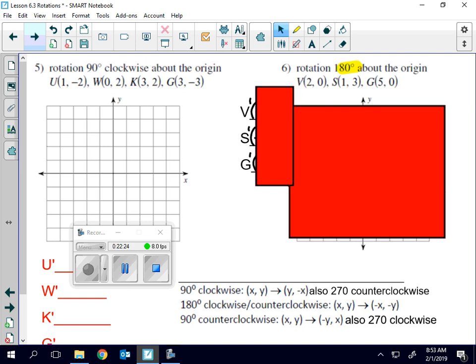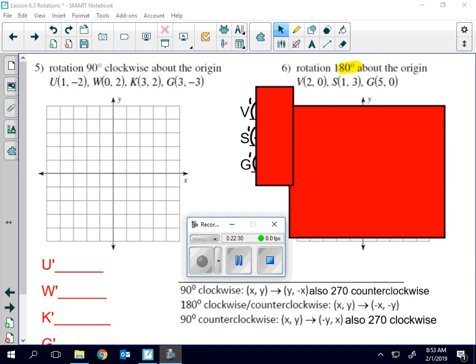All right, number 5. Okay, we have a rotation 90 degrees about the origin. So we're just going to go ahead and graph this. So U is at 1, -2.